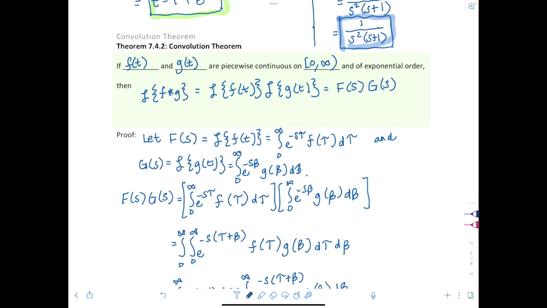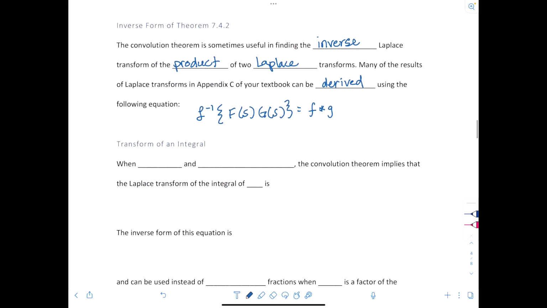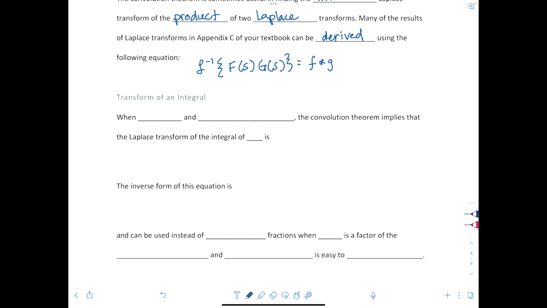Okay, so the transform of an integral. When g at t equals 1, that little trick we used last time, and L of g at t would equal capital G at S, which is equal to 1 over S, the convolution theorem implies that the Laplace transform of the integral of F is the Laplace transform of the integral from 0 to t of F at tau d tau.